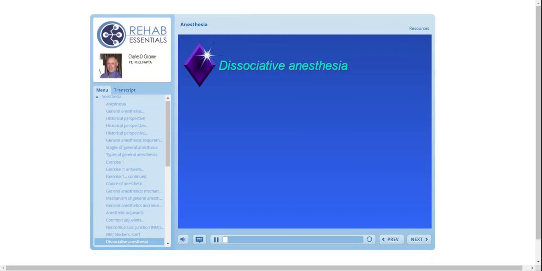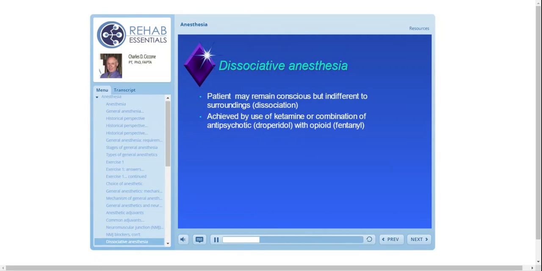Now, a quick word about something called dissociative anesthesia. Here, the patient may look like they're conscious. Their eyes may be open. They may be talking or responding to simple questions, but they're indifferent or unaware or dissociated from what's happening around them. It's typically achieved by using a strong drug called ketamine, or a combination of an antipsychotic, droperidol, with a strong opioid like fentanyl. And this is sometimes helpful in diagnostic or radiological procedures, things like a colonoscopy, or dressing changes in severe wounds or burns, or in emergency surgeries.